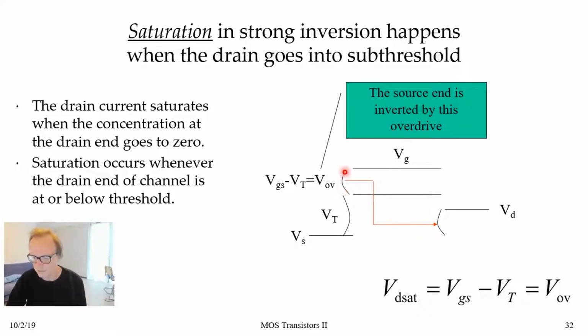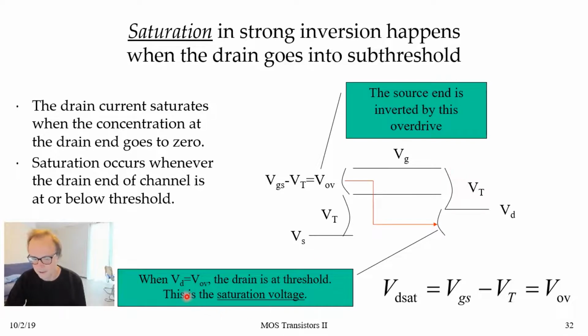Okay, so now if we take this overdrive and put it at the other end, right? This is the same voltage here, just put down here. We can see that when the drain voltage reaches this overdrive, then at that point, when VD equals VO, which is the overdrive, the drain is at threshold. So this is the saturation voltage, because at this point, the gate is exactly above the drain by just exactly the threshold voltage. And that defines the saturation voltage. The saturation voltage for the drain source voltage is just exactly this VGS minus VT, the overdrive.